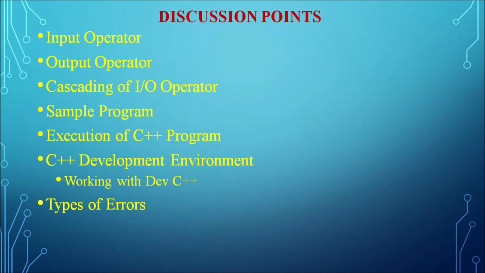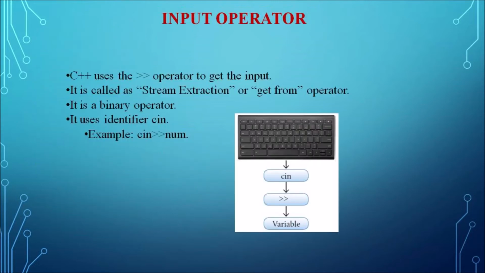And the last topic is the types of errors: how errors are identified by the C++ compiler and how those errors can be rectified. All these things we are going to see in the last topic, types of errors. First, we are going to see the input operator.